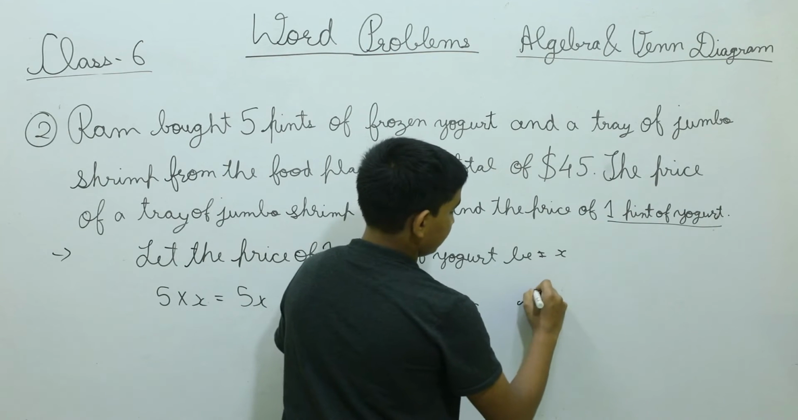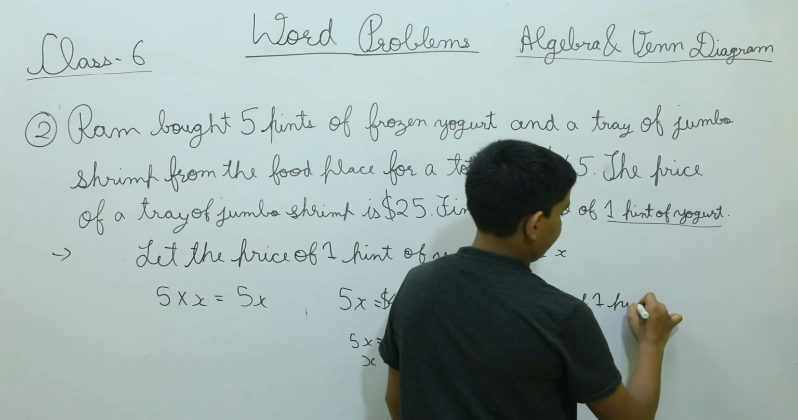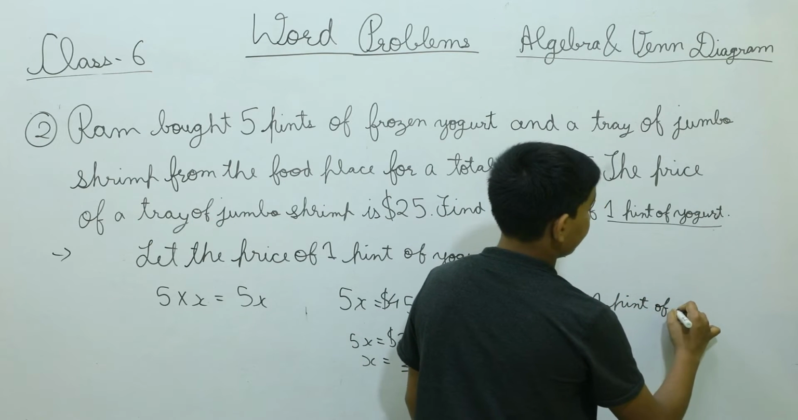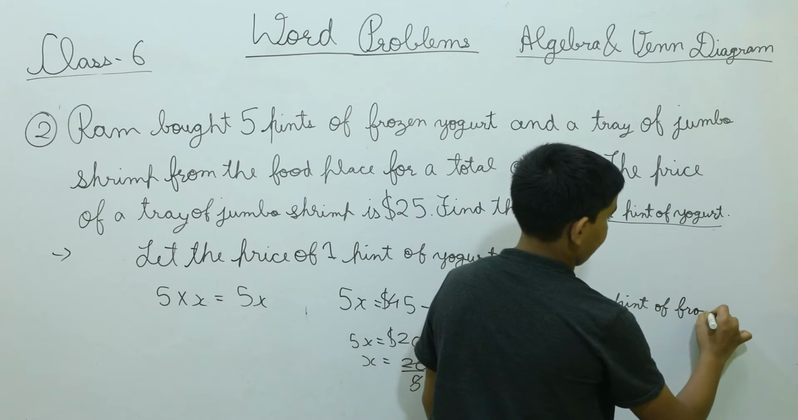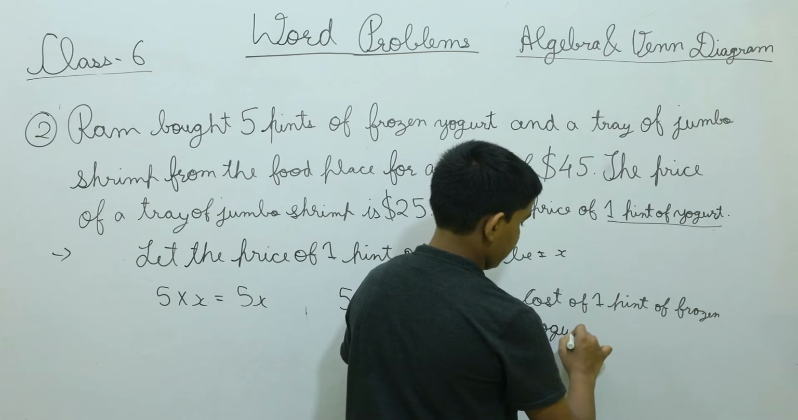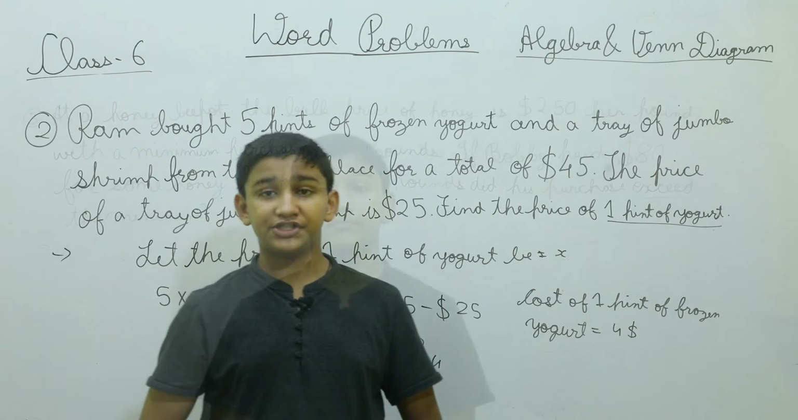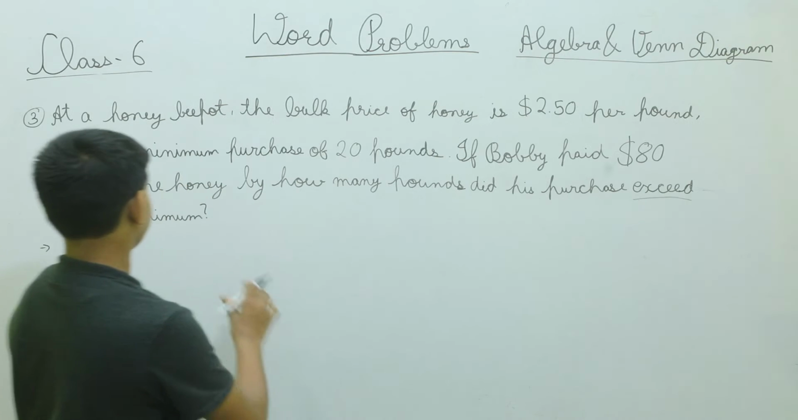So cost of 1 pint of yogurt, frozen yogurt, equals $4. So let's move on to our next question. Our next question is question number 3.